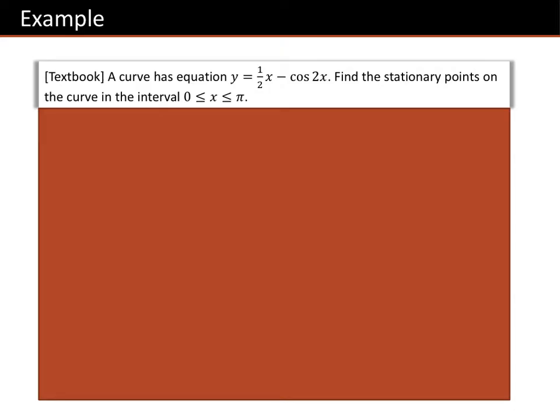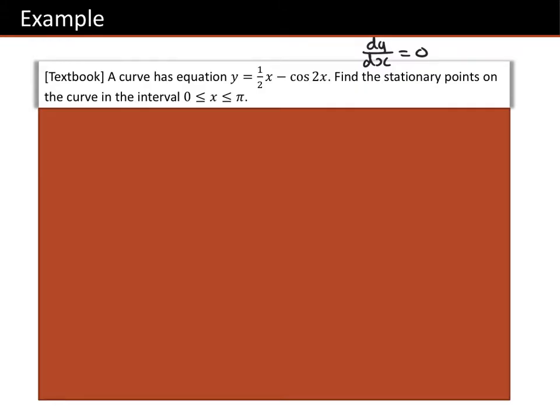So this is a type of example that we're going to see now we know how to differentiate trig functions. Okay. A curve has the equation y equals a half x minus cos of 2x. Find the stationary points on the curve in the interval 0 is less than or equal to x is less than or equal to pi. Now, we should remember, if we're looking for stationary points, that is when our gradient equals 0. The first thing that you should have in your head is stationary points. You should be writing dy by dx equals 0, because our stationary points are found where our gradient equals 0.